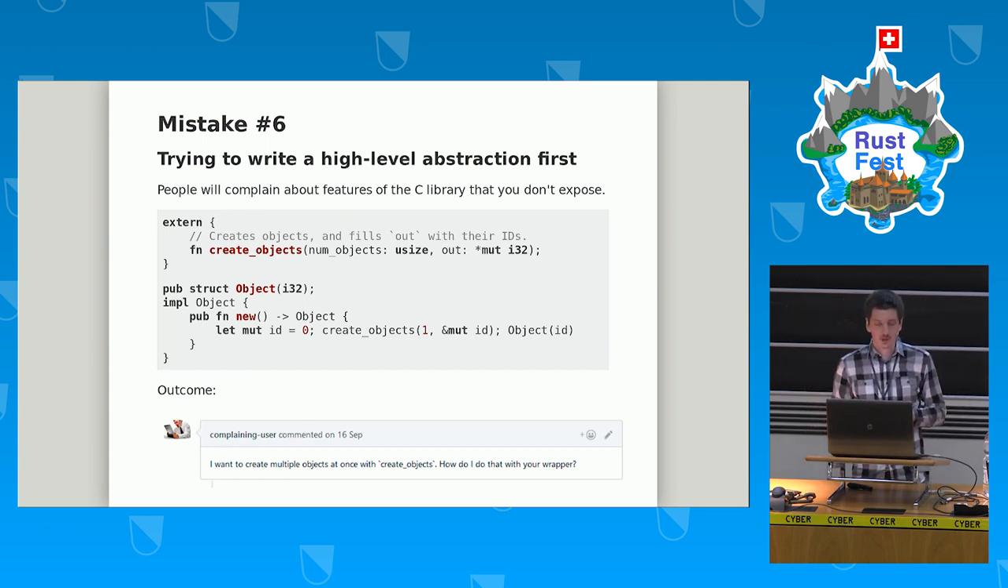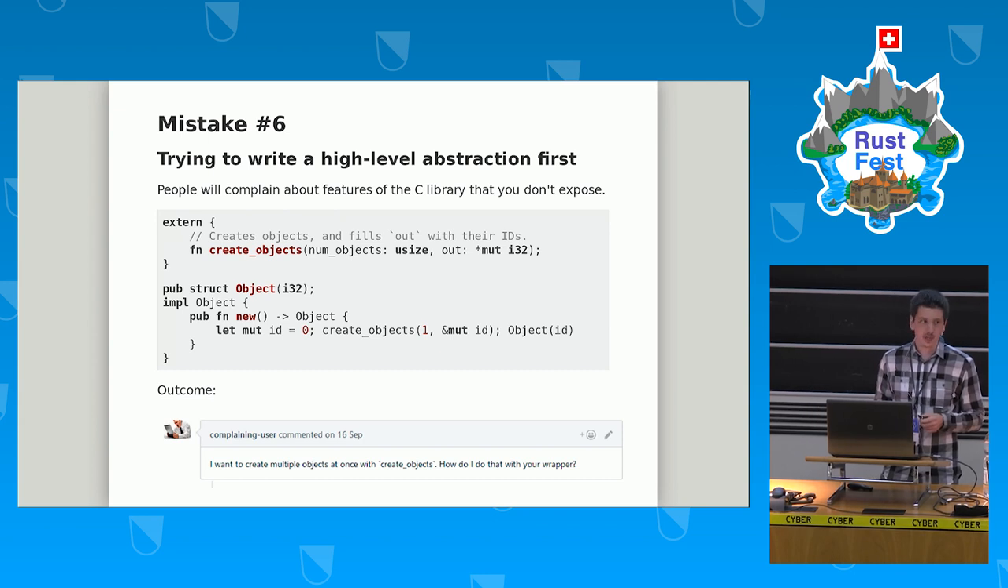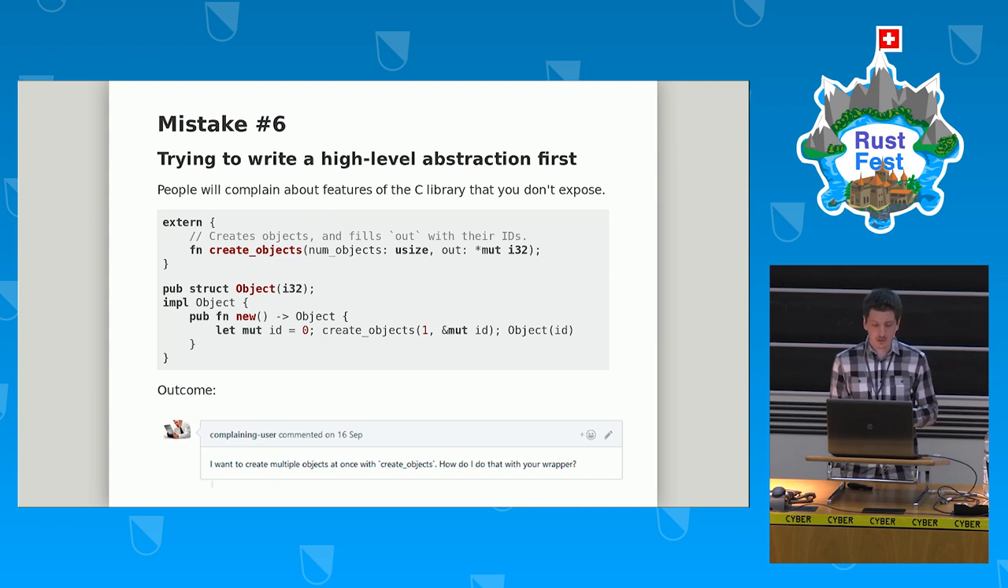And the create objects function creates a number of objects equal to num objects. But since you're trying to provide a nice API over this in Rust, what you do is create a type named object, a struct, which wraps around the concept of an object. And you provide a function named new, which calls create objects and only creates one object, because that's what people will do most of the time and that's what's convenient.